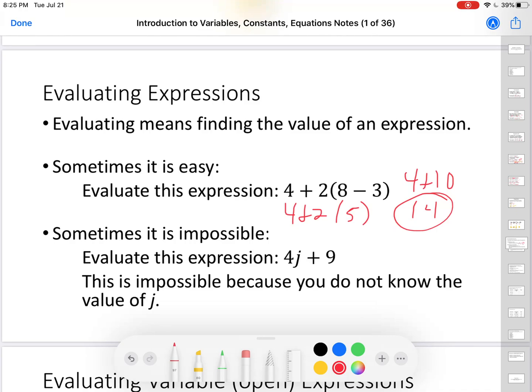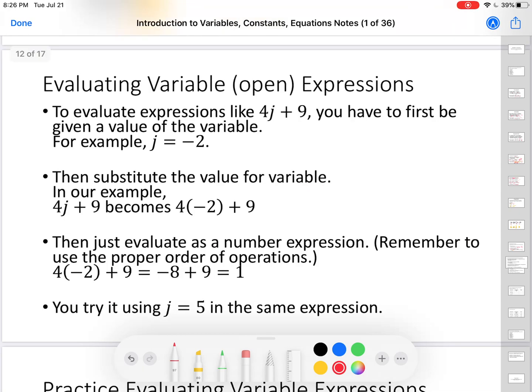And sometimes, though, it is impossible. So evaluate this expression. 4j plus 9. Go ahead. No, you can't. It is impossible to evaluate that because you do not know the value of j. J is a variable. And until you know the value of j, you cannot evaluate it. It is impossible. All right, that is a variable expression. You cannot find its value. All right, next.